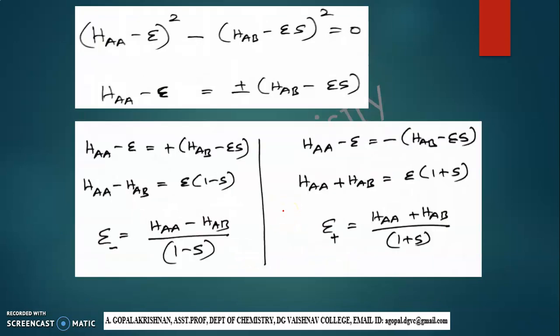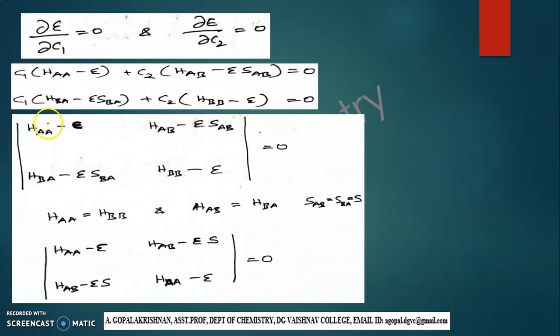Now listen. So now you know what HAA and HAB are. Substitute. You know very well these two secular equations are linear equations. By using the method of linear algebra, we can convert this into matrices.